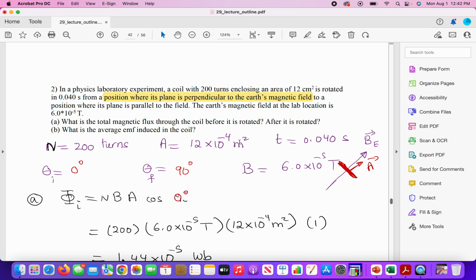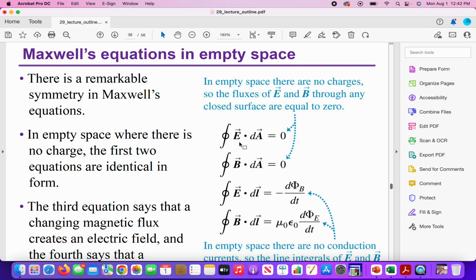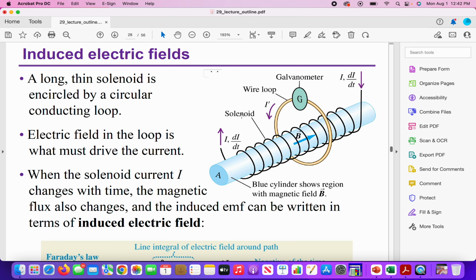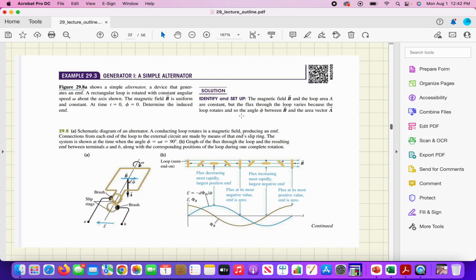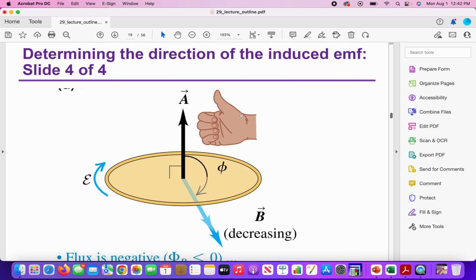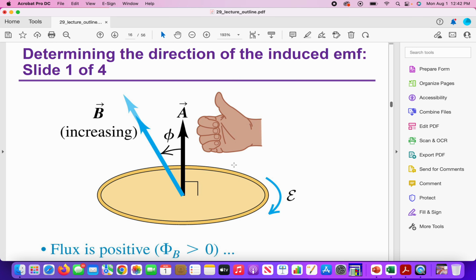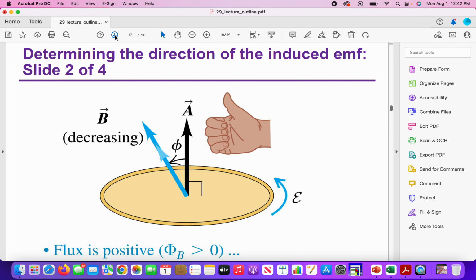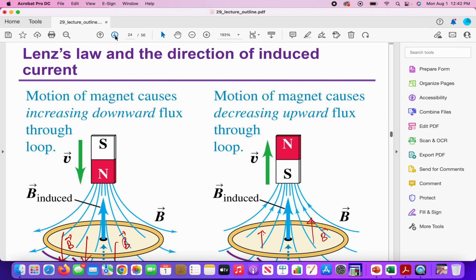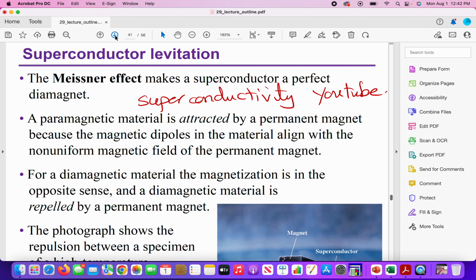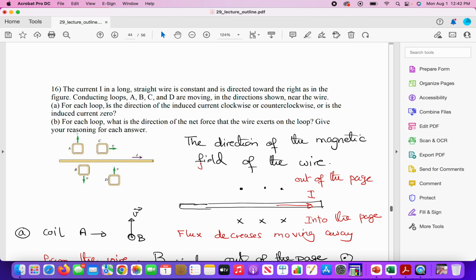This one is based on the rules that I posted originally, before Lenz's law here. This is really related to Faraday's law, determining the direction of the induced EMF. Then I will go back to here.